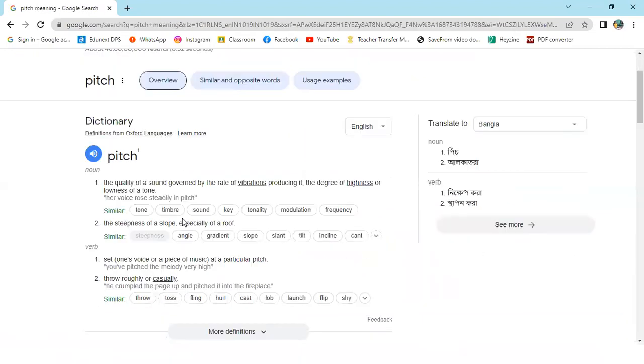So pitch is the quality of the sound governed by the rate of vibrations producing it. The degree of highness or lowness of a tone. That means when a person speaks something, the quality of the sound has to be good. The sound has to be clear. It should not be too loud, or too low. It should be at a medium rate so that everyone understands. It should be perfect.